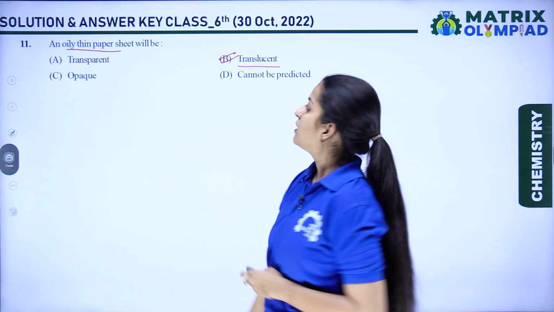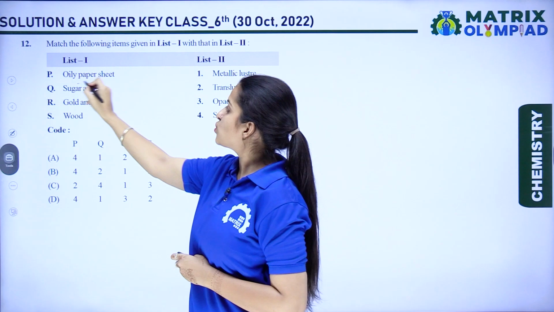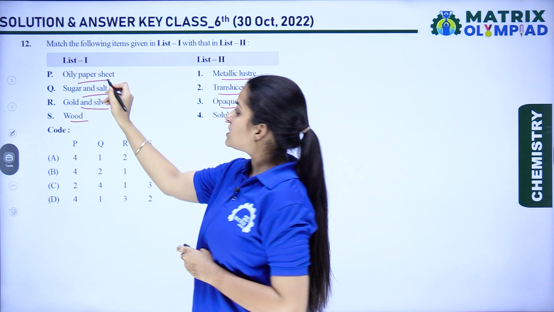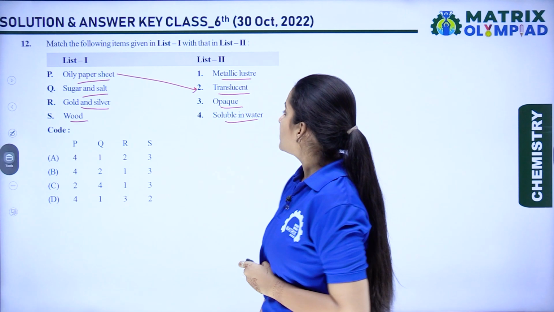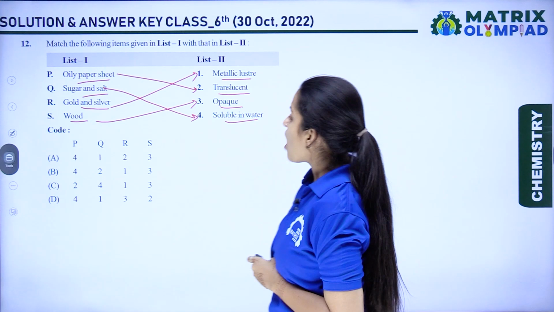Now the next question is, match the following items given in list 1 with that in list 2. In list 1, oily paper sheet, sugar and salt, gold and silver, wood. And in list 2, metallic luster, translucent, opaque and soluble in water. So oily paper sheet is an example of translucent material. Sugar and salt are soluble in water. Gold and silver have metallic luster. And wood is an example of opaque. So here, option C is correct.